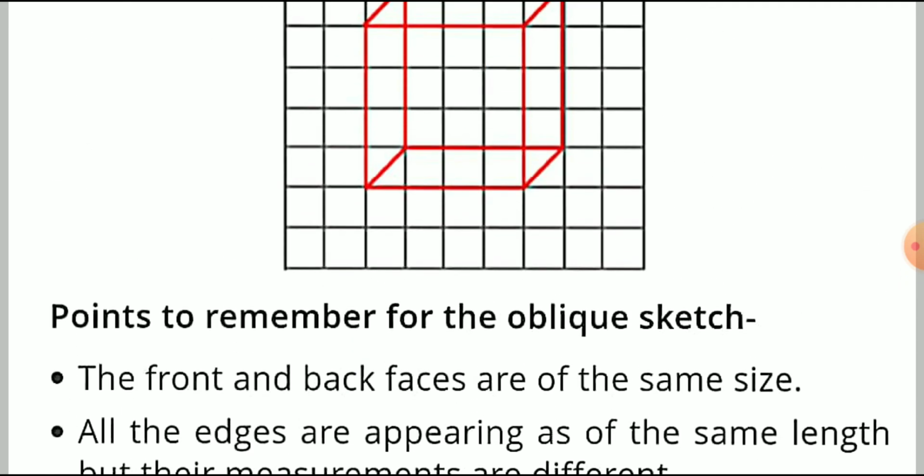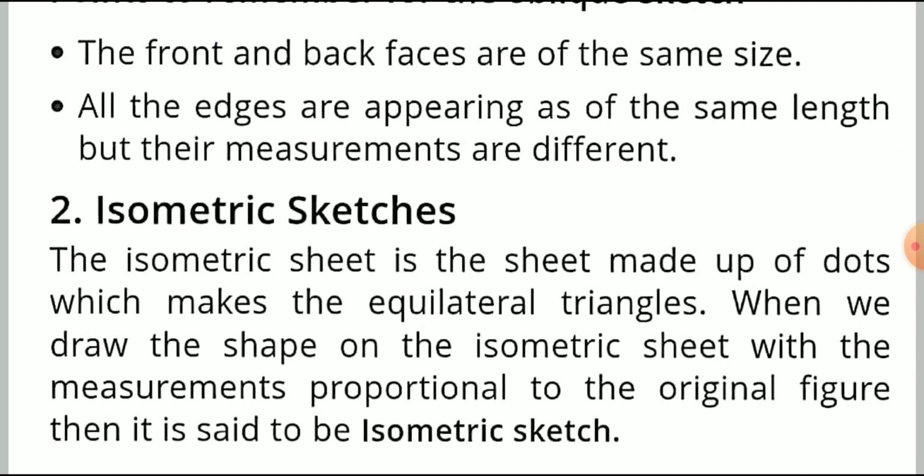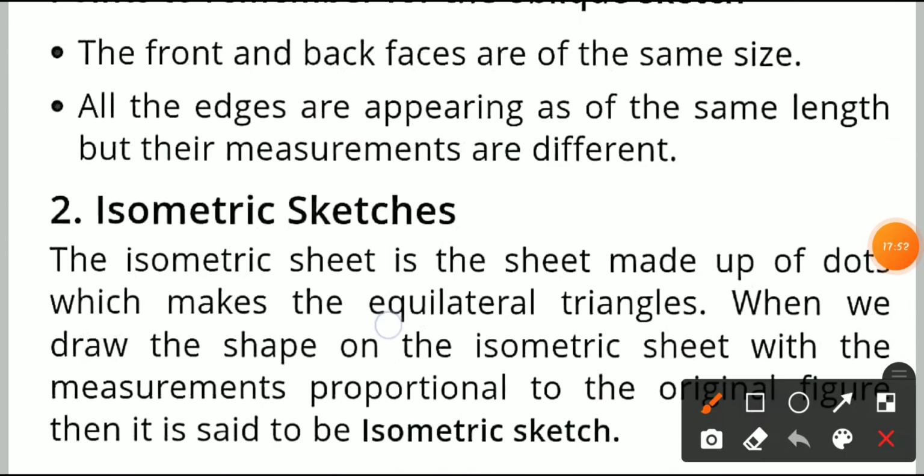Based on this we have to draw isometric sketches. The isometric sheet is the sheet made up of dots which make equilateral triangles. How is it made up? It is made up of equilateral triangles. I already told you. You will get the dots like this.